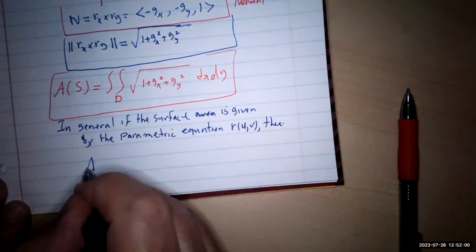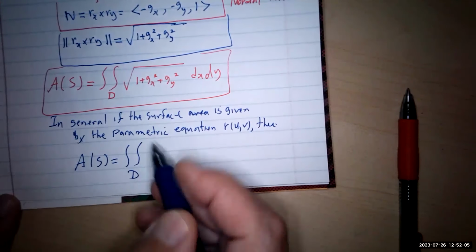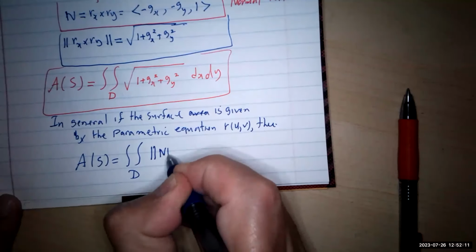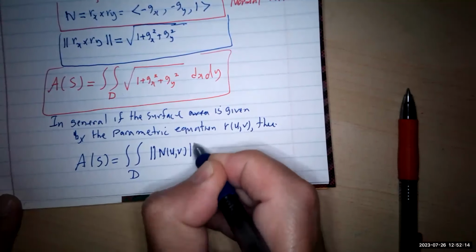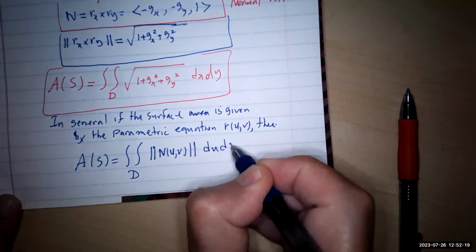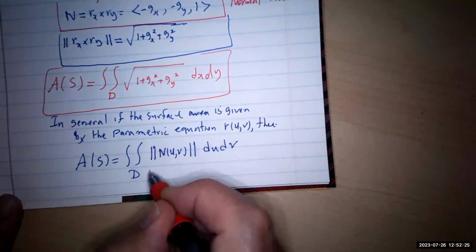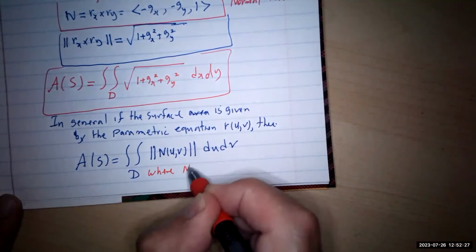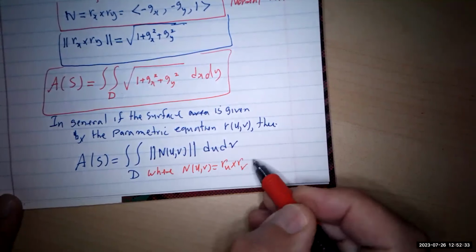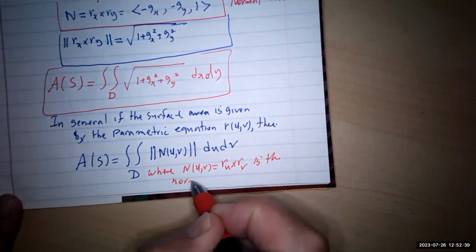So the area of a surface is going to be a double integral on D. This is only the norm of the normal vector. So you find the normal vector, which is a function of u and v, and then you are going to integrate it with respect to u and with respect to v. And you know that this n of u, v is simply the normal vector.